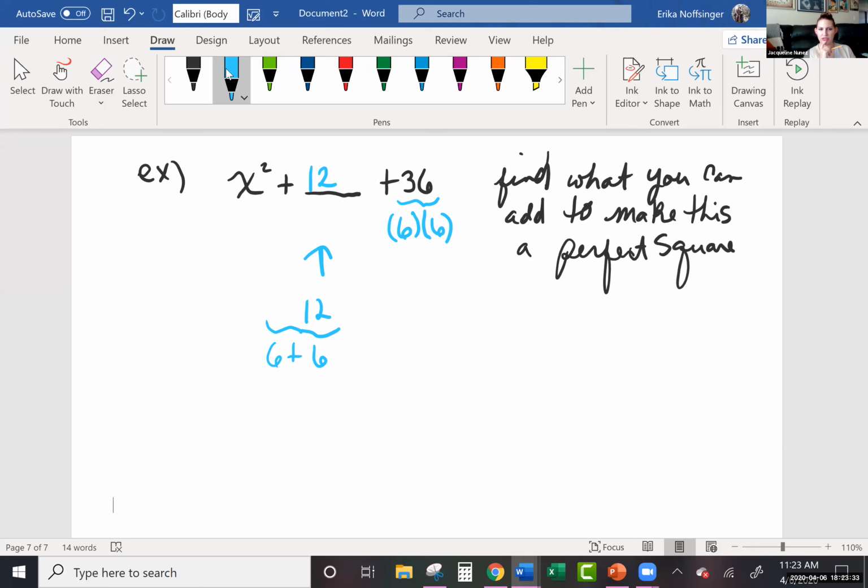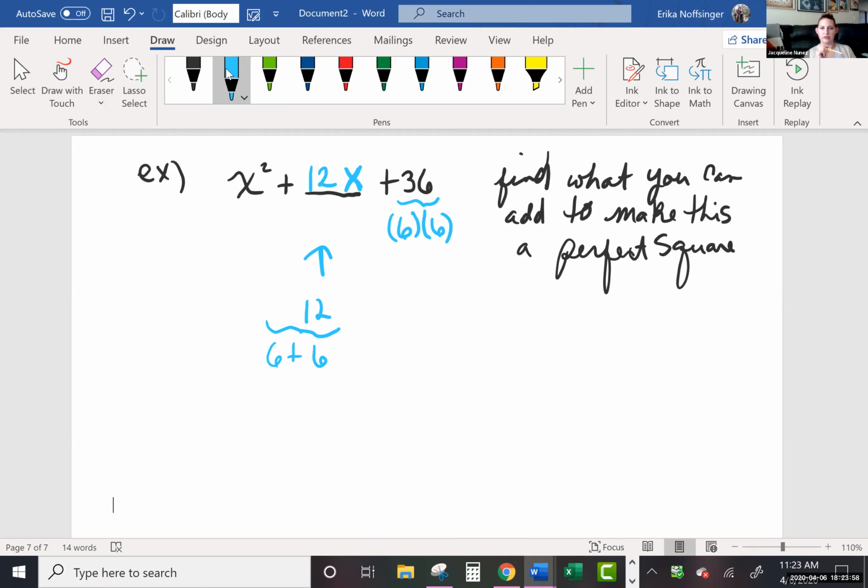So normally we were looking for what we were adding here. So we're kind of doing it kind of backwards. So we were looking at what we were going to add here. And so we divided this by 2, which would give us 6. And then we multiplied it by itself. 6 times 6 is 36. The thing is that this is missing the x.